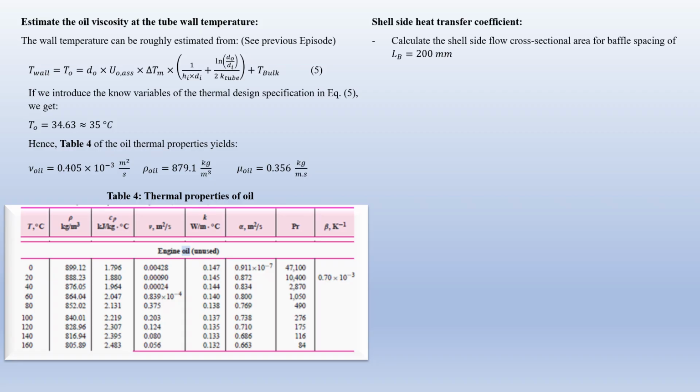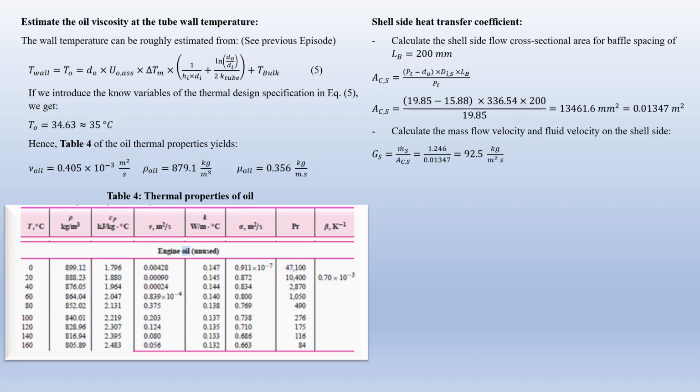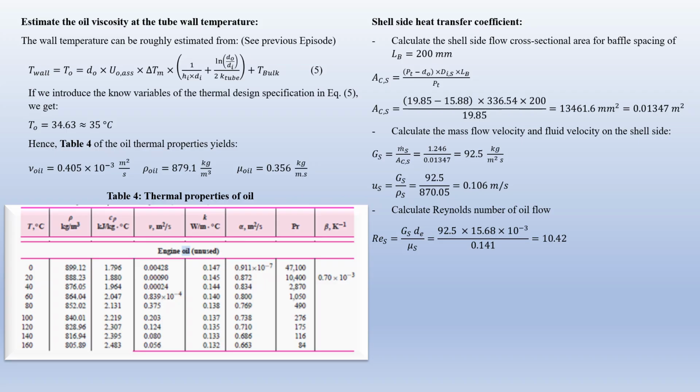And if we select a baffle spacing of 200 millimeters, then we may calculate the cross-sectional area to be 0.01347 square meters, the mass velocity of oil on the shell side to be 92.5 kilograms per meter squared second, and the velocity of oil on the shell side to be approximately 0.106 meters per second. Using the mass velocity, we get the Reynolds number to be 10.42.